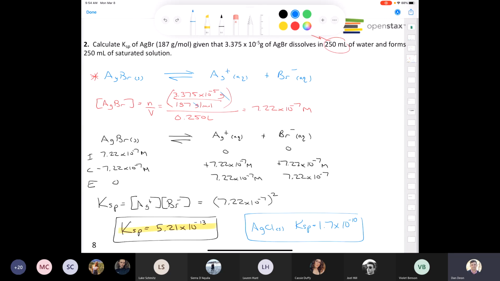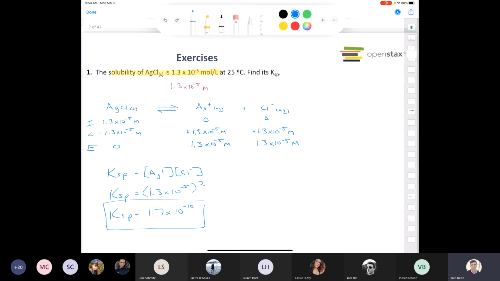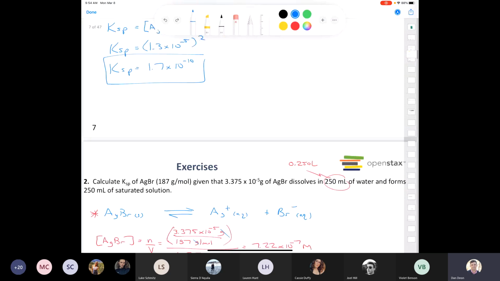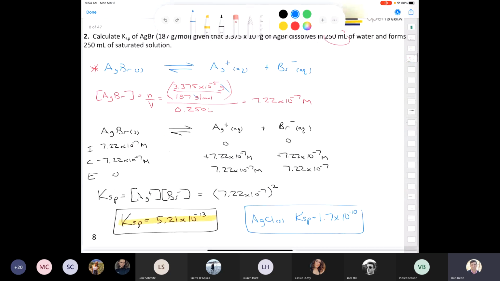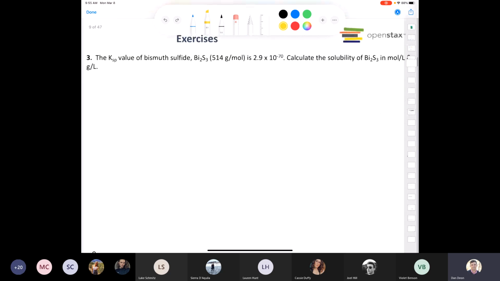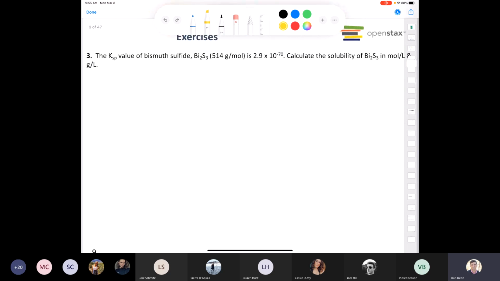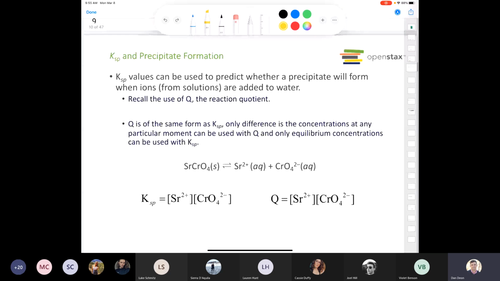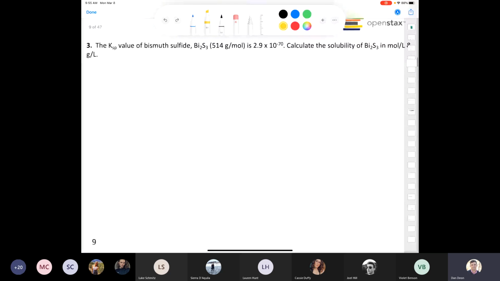Okay, look at this. Just a beautiful ICE table here, a little Ksp work. Here, it's the exact same question. The only difference is that they want to make sure you're still on your toes when it comes to calculating the concentration of a solution, which are things you've seen, maybe not Avogadro's number of times, but close. All right, let's try one more. Then we'll get back into some slides here. We'll talk about some concepts, and we'll talk about what's called Q or Qsp.